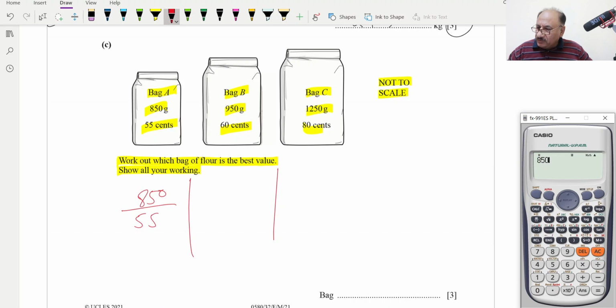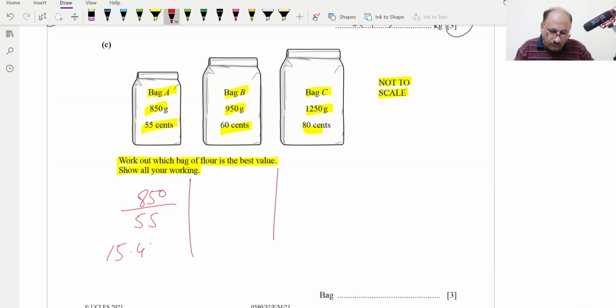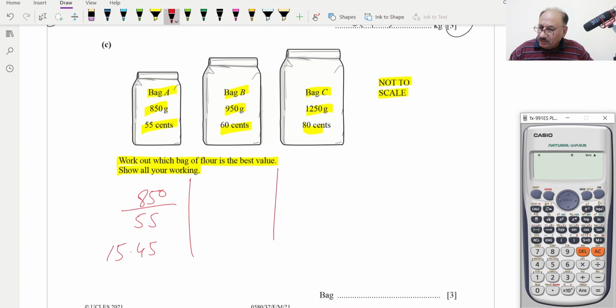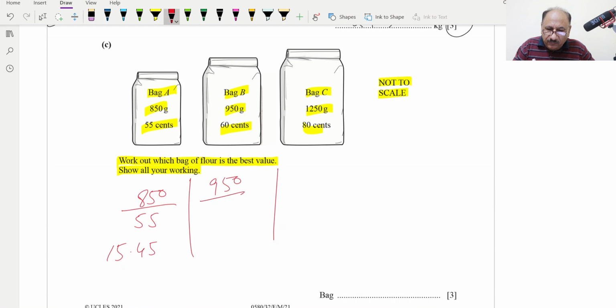So 850 divided by 55 will be equal to 15.45. So 15.45 grams we will get for each cent. And for the second one, if we calculate 950 divided by 60, this will be equal to 15.83. So we'll write the working, 950 divided by 60, equal to 15.83.